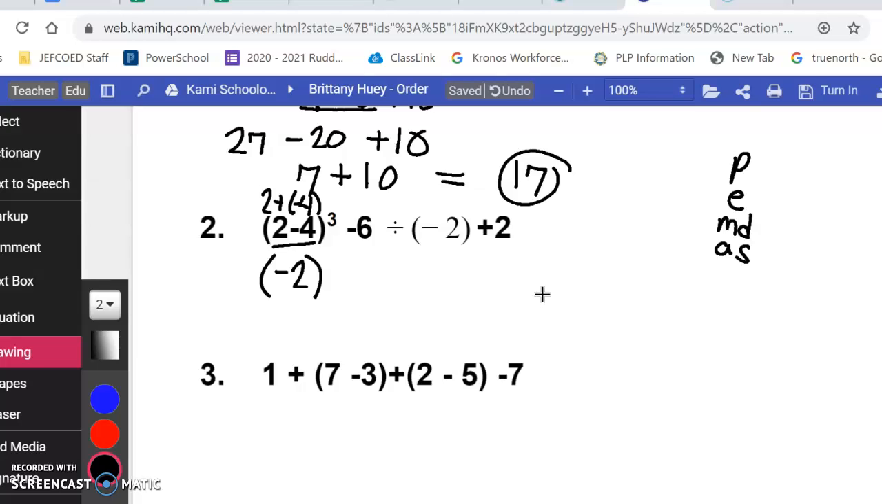And the opposite of, since they're opposites, we subtract. 4 minus 2 is 2. And keep the sign of the number farther from 0. All right. Now I'm going to keep the rest of my problem.